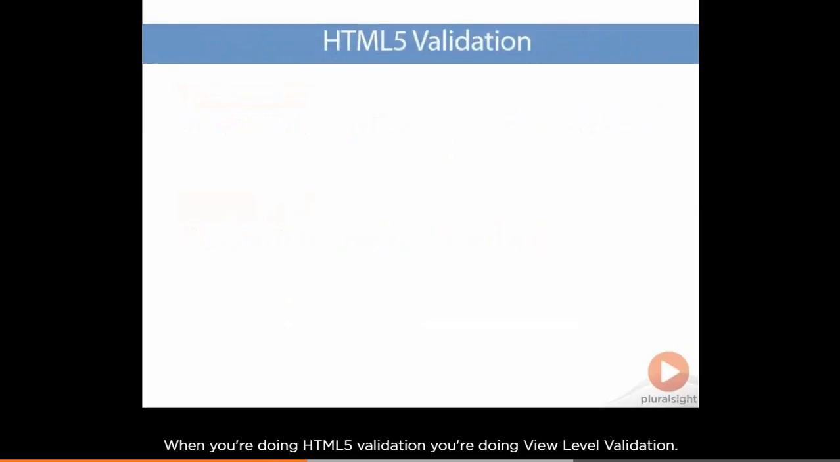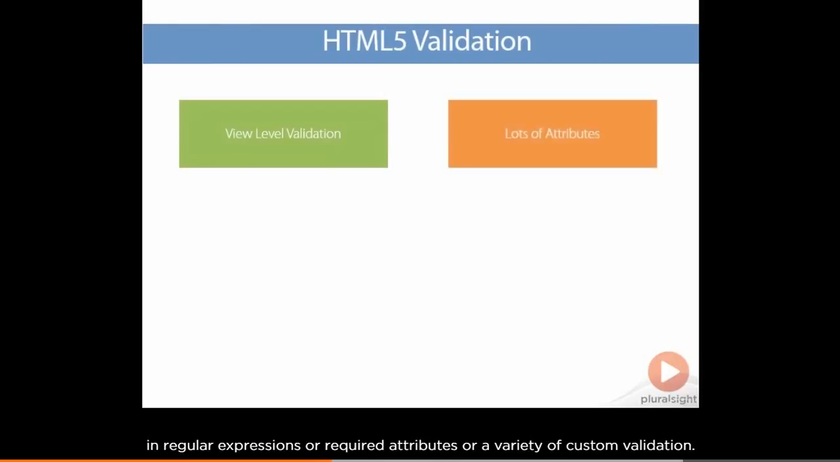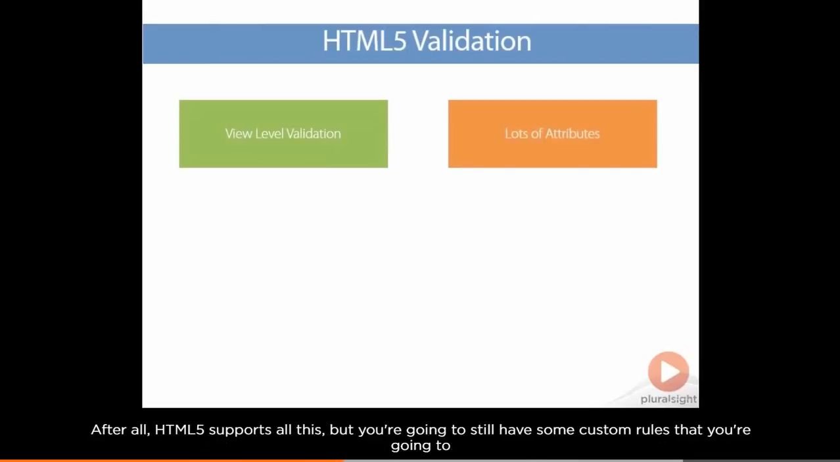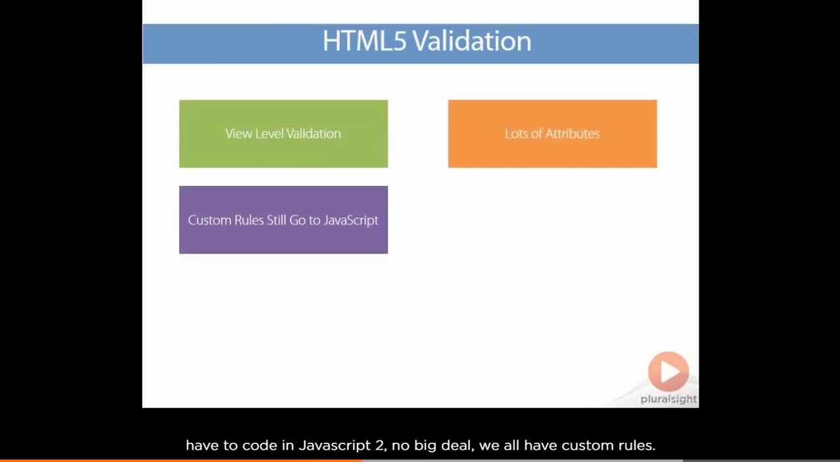When you're doing HTML5 validation, you're doing view-level validation. You're going to have a lot of attributes inside all of your views and their tags and elements. You might put in regular expressions or required attributes or a variety of custom validation. After all, HTML5 supports all this. But you're going to still have some custom rules that you're going to have to code in JavaScript too. No big deal. We all have custom rules.